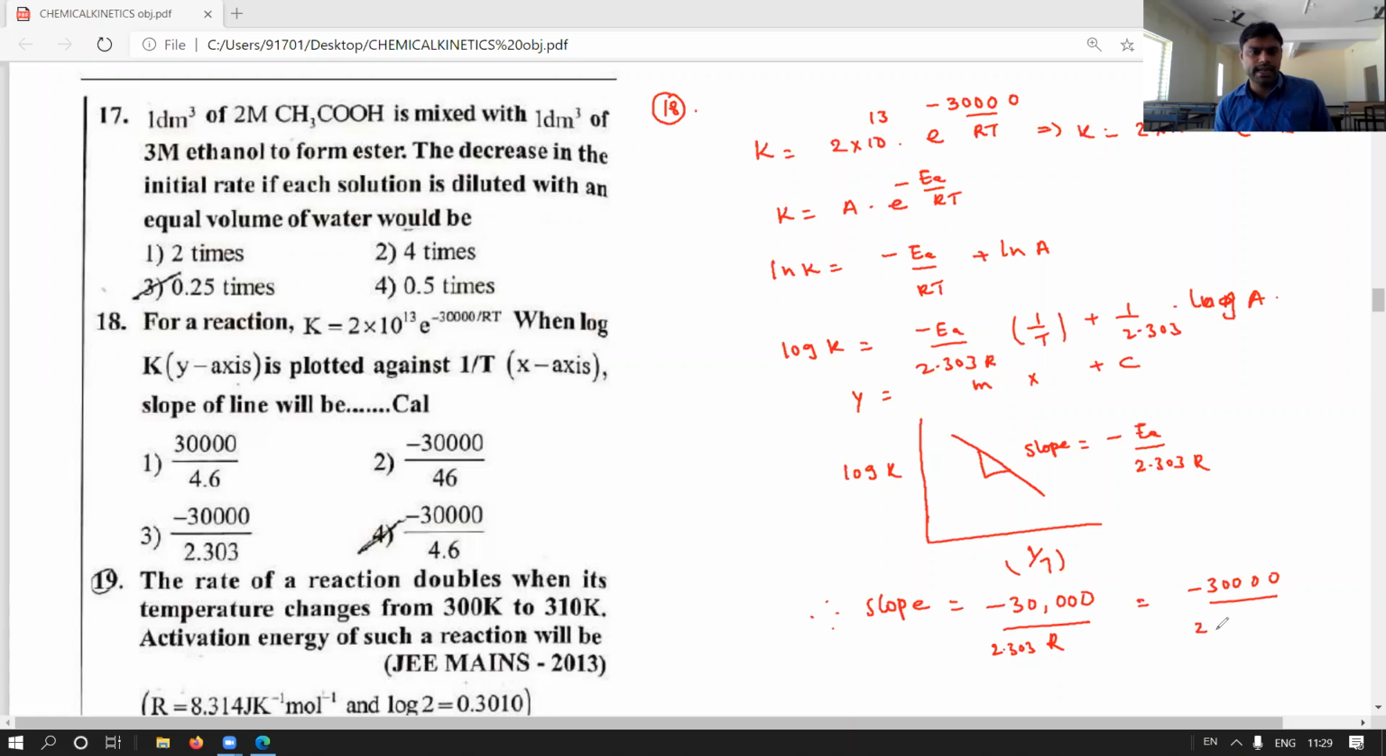R value is in calories. R value is 2, so 2.303 into 2 is 4.6, so minus 30,000 by 4.6 calories. So the answer is the fourth option. It's very simple. This equation we just have to compare with the graphical representation between log K and 1 by T according to the Arrhenius equation. In the Arrhenius equation, e to the power of minus EA by R, here minus 30,000 by R, at that place slope is equal to minus EA by 2.303 R. EA value is 30,000, R value is 2 calories, then the slope is minus 30,000 by 4.6.